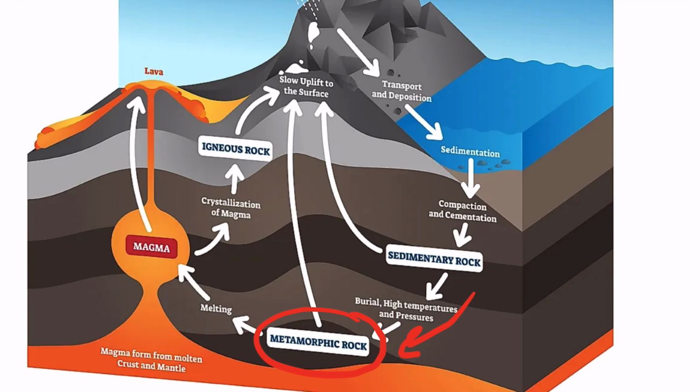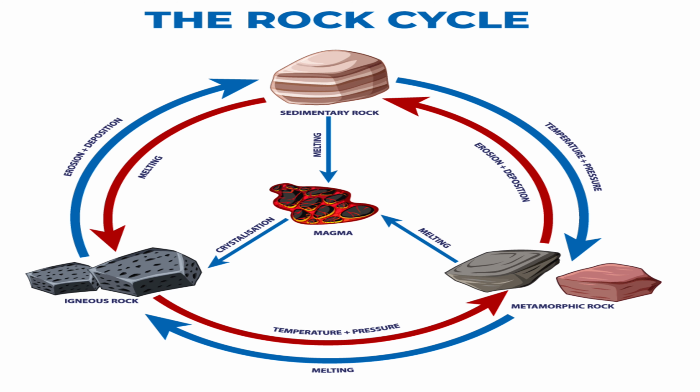Melting and the cycle continues. Sometimes, these metamorphic rocks get so hot they melt back into magma, and when this magma cools, it forms new igneous rocks, starting the cycle all over again. It's a never-ending story of transformation.